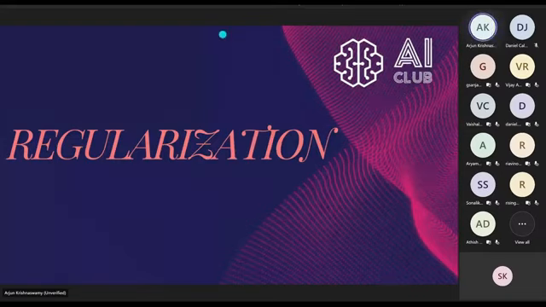Is the screen visible? Yeah, it's visible.